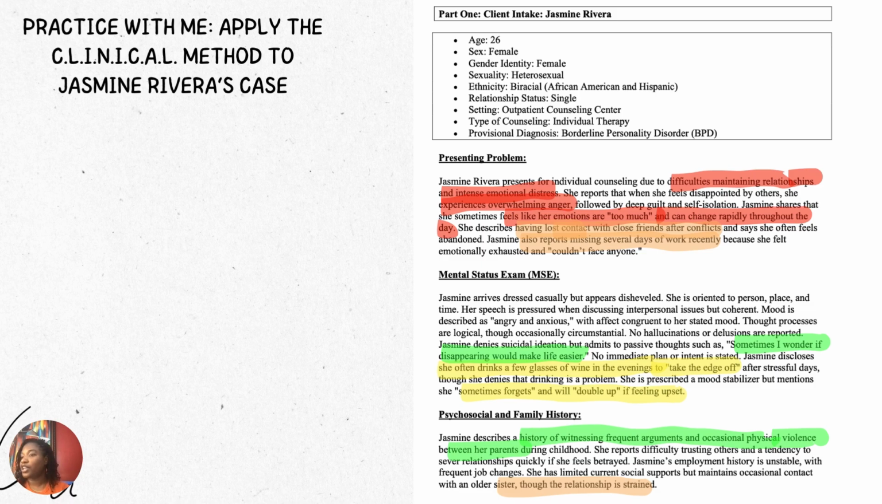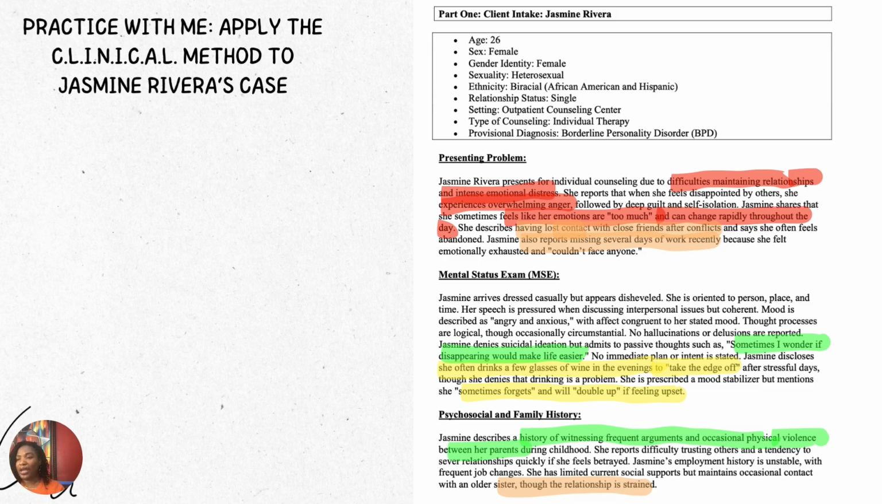Now, her level of functioning is in orange, right? So let's see how well she's functioning in her daily life. She missed several days of work recently because she felt emotionally exhausted and couldn't face anyone. She lost contact with her close friends after conflicts. She also has a strained relationship with her sister. These indicate moderate to severe impairment in both social and occupational functioning.